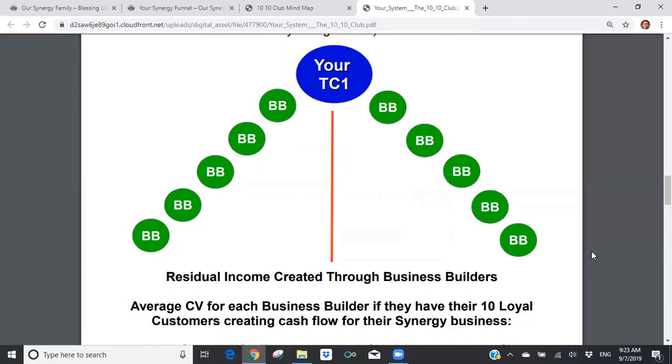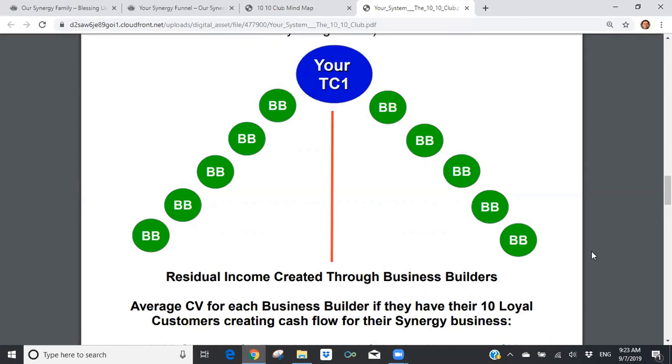So you have a vested interest in every person that you've personally sponsored in Synergy Worldwide to help them build their Synergy business properly. Again, give them a roadmap, the 10-10 Club. Help them understand the power of customers to create cash flow to operate their Synergy business, because that puts cash into their pocketbook, keeps them motivated, and helps them begin to create their story to share with other people.